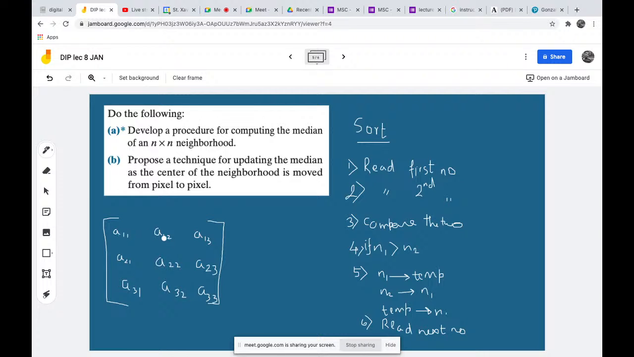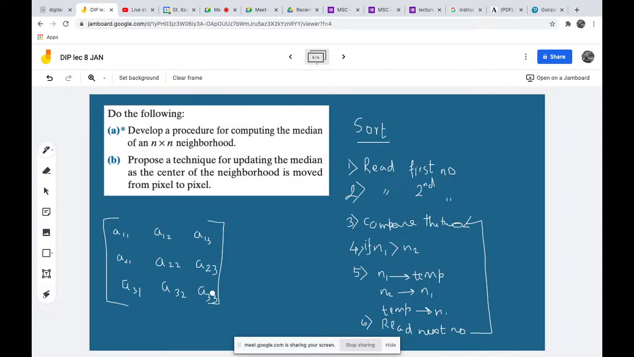If A11 is smaller than A12, do nothing. If A11 is equal to A12, do nothing. If A11 is bigger than A12, then swap them, so that the smaller number comes here, bigger number goes here. Simple. Read the next number and then repeat this part. Compare the two once again and then go down. Keep repeating it till you reach the end of this.